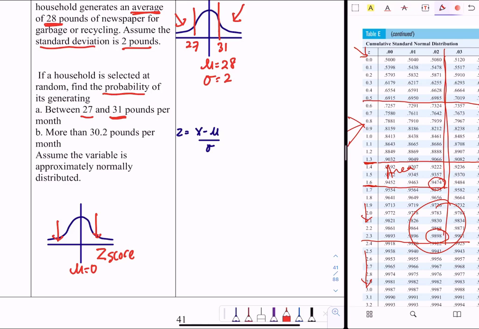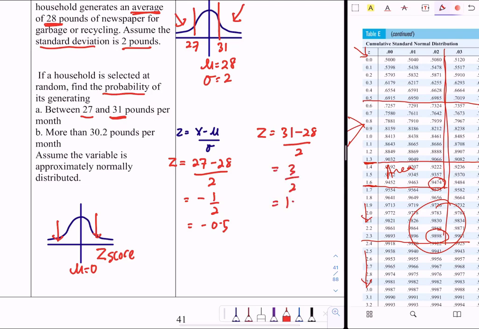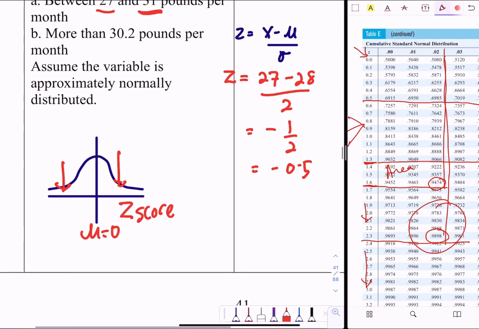So we go one by one, 27 first. Z equals 27 minus 28 divided by 2. We get negative 1 over 2, negative 0.5. Another one, Z equals 31 minus 28 divided by 2, equals 3 divided by 2, which is 1.5. Now we have the z-scores for this one. What is the z-score?